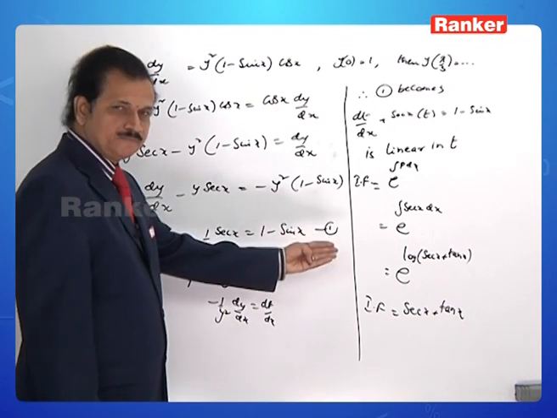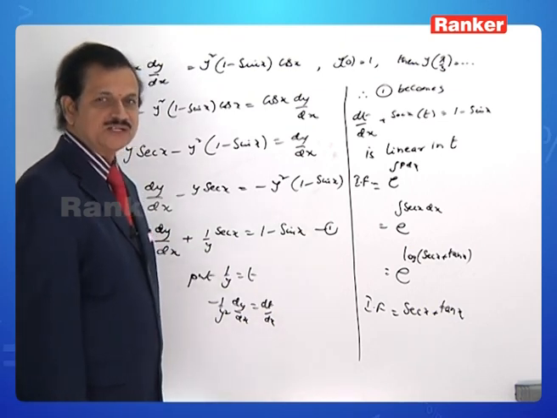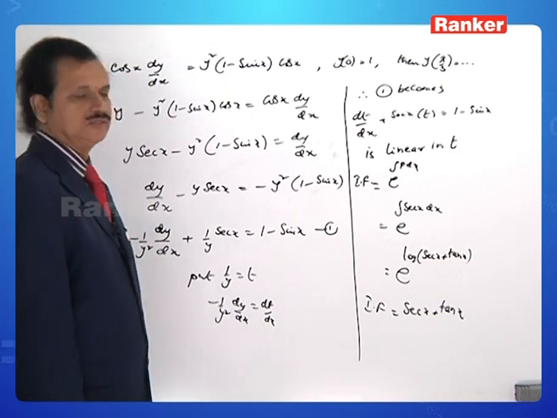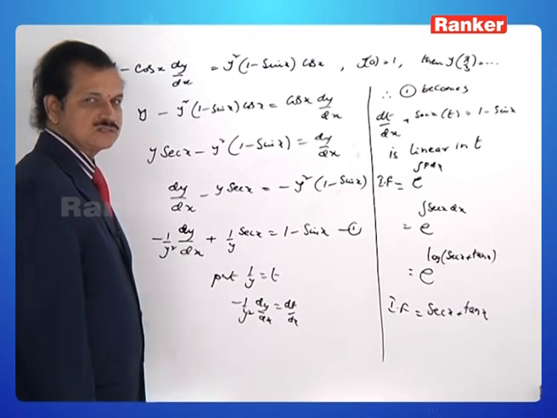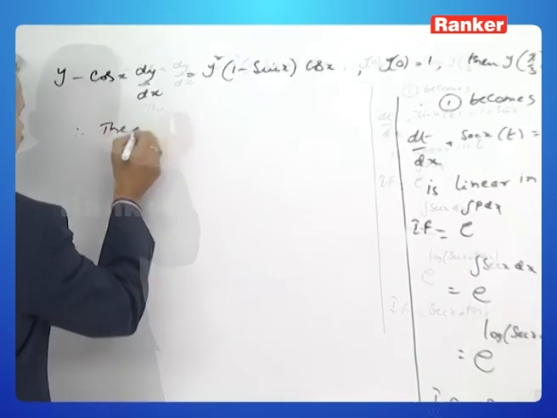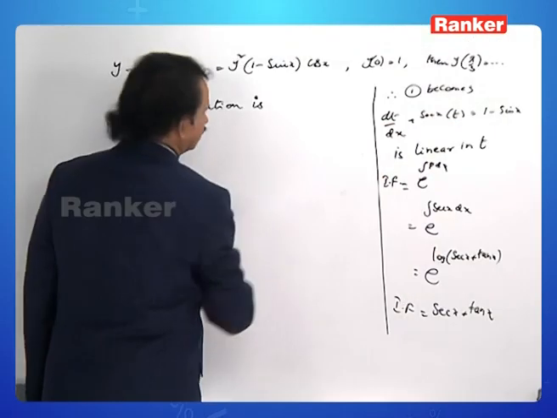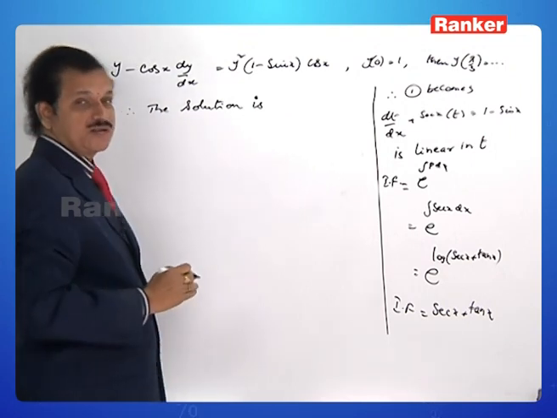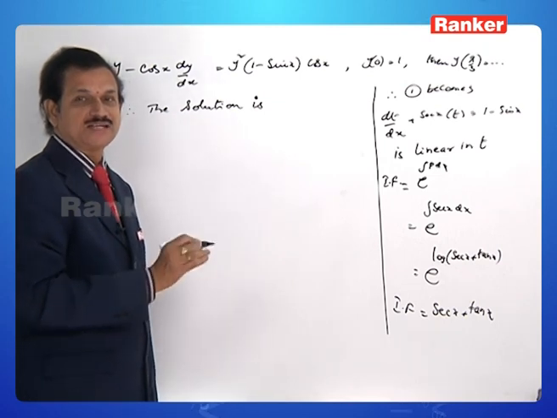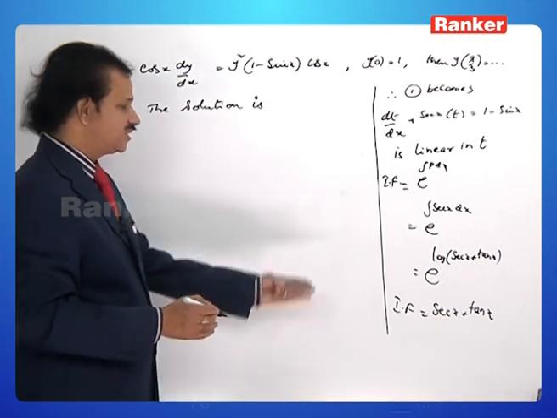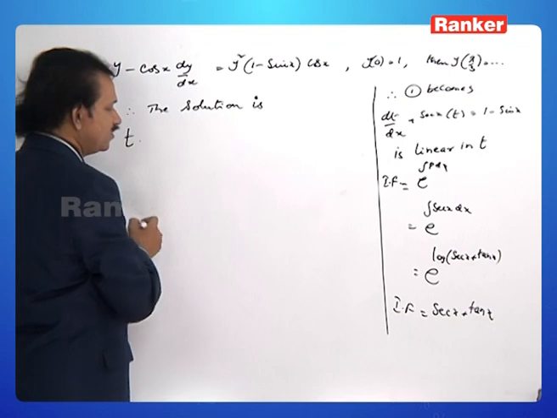As a part of that, integrating factor is secant x plus tan x. Now we shall design the solution. What is the solution? Please follow this. Therefore, the solution is, if it is linear in y, we start with y into IF is equal to. If it is linear in x, we start with x into IF is equal to. But here it is linear in t. Therefore, we have to start the solution with t into IF.